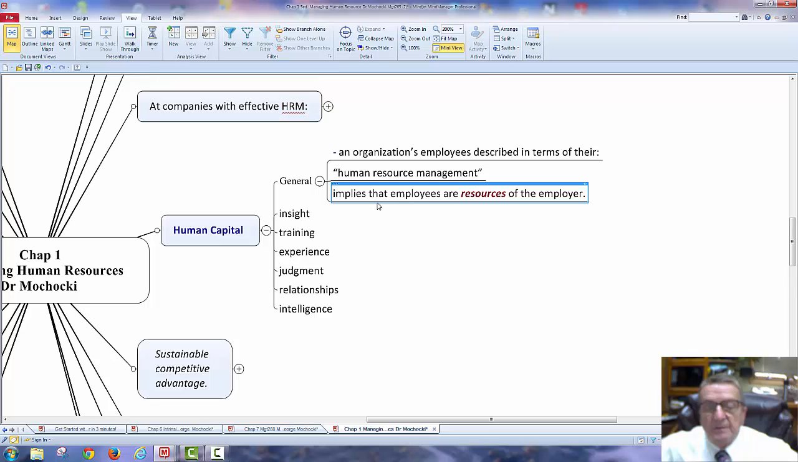Human resource management implies that employees are resources of the organization. When I hire an employee, I look at their social behavior, but also what kind of tasks he or she could accomplish that I need. I can't do it myself, so indirectly I'm doing an indirect outsourcing. I'm bringing that individual in, and they work for the organization.